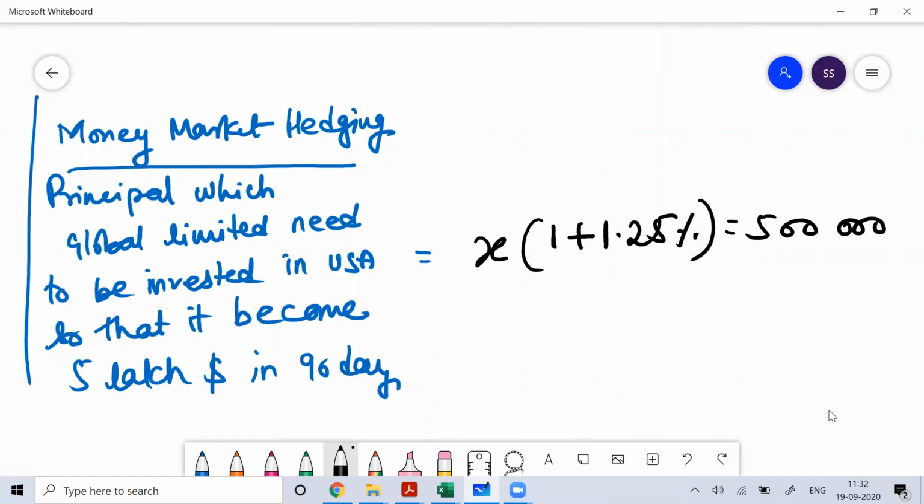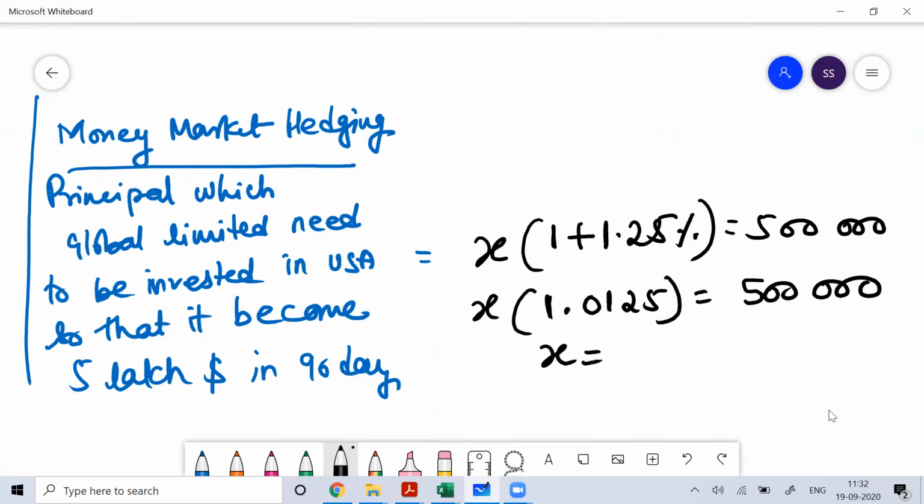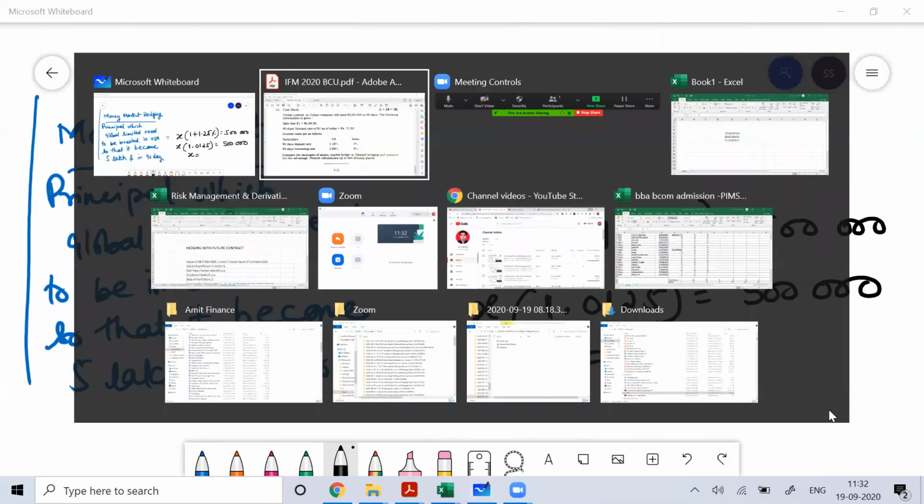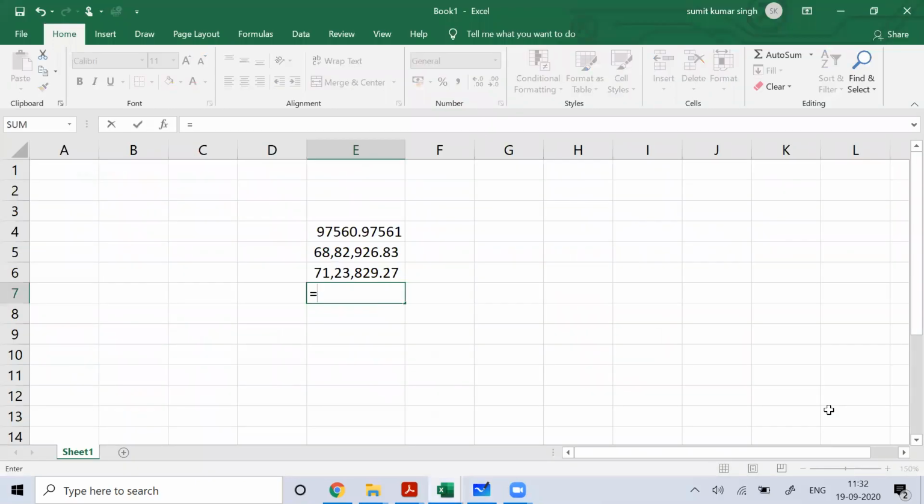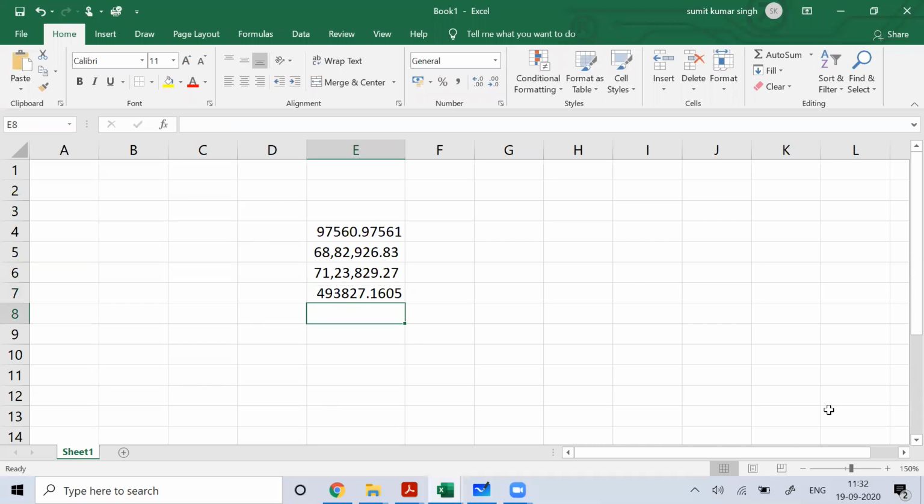So how much X dollar do they need to invest in USA? X times (1 plus 0.0125), that is 1.0125, becomes 5 lakh. So how much they need to invest? That is 5 lakh divided by 1.0125. That is 4,93,827.